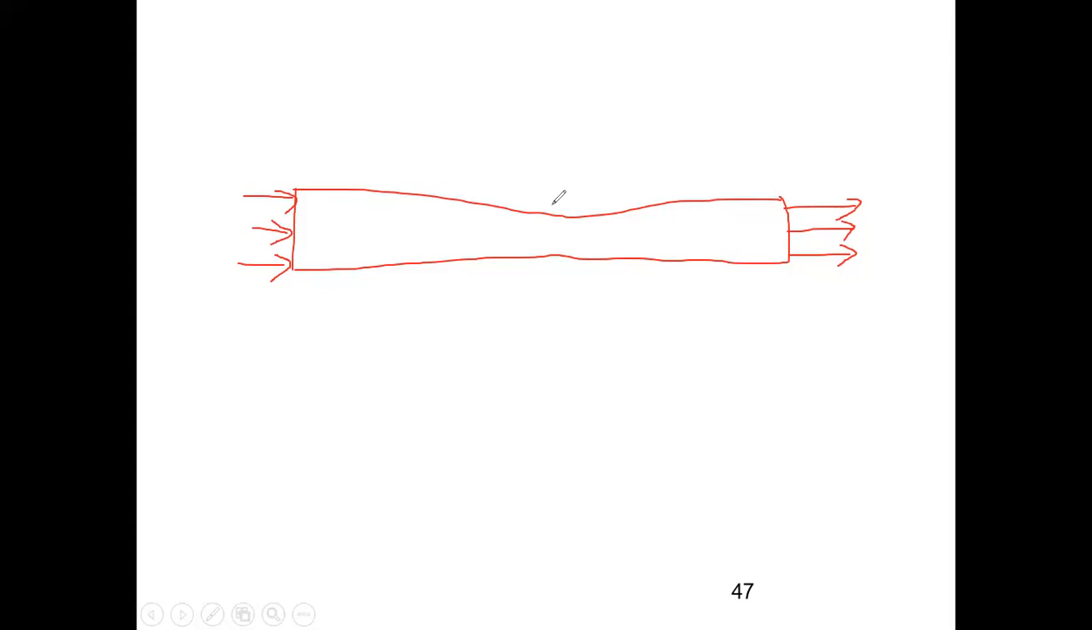Yes, please answer. They should not interfere with each other. They will not interfere with each other. Yes, they will follow their path. I'm not able to draw properly. So they should walk straight. Anything else?